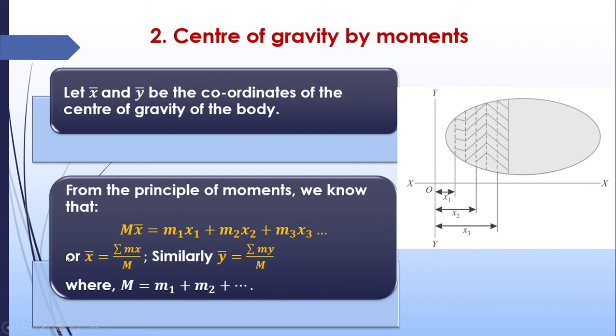So we can say that x bar will be equal to sigma mx divided by m, and y bar will be equal to sigma my divided by m, taking moments about the y axis and about the x axis. So these will be the coordinates of the center of gravity. For an irregular figure, or a figure whose center of gravity is not known, we can use this method, the method of moments.